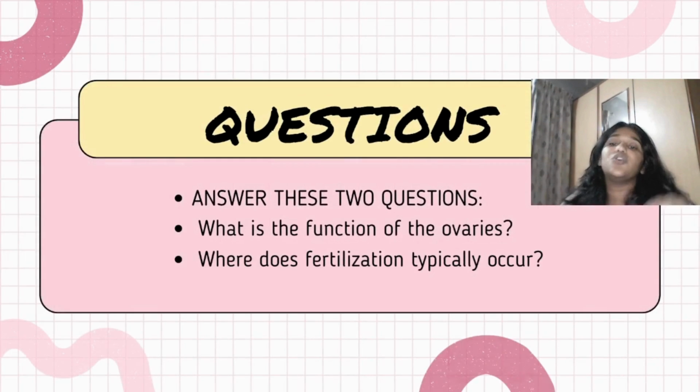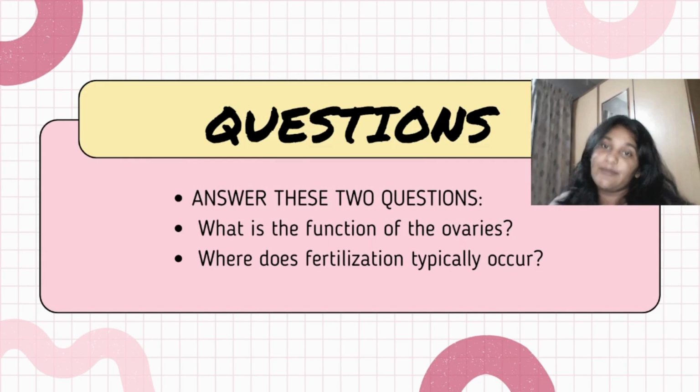Okay. So answer these questions and put them down in the comment box. We'll see how well you've understood this chapter. Number 1, what's the function of the ovaries? Number 2, where does fertilization typically occur?